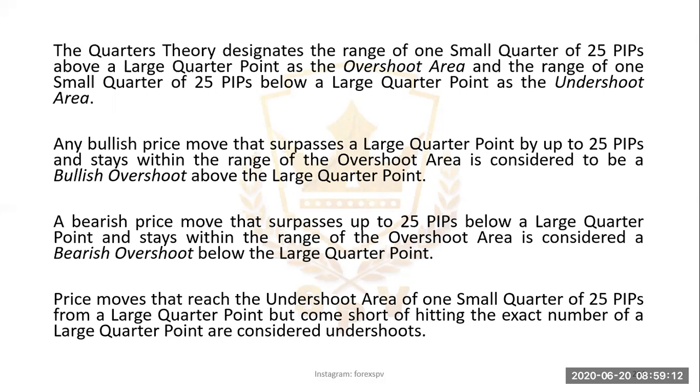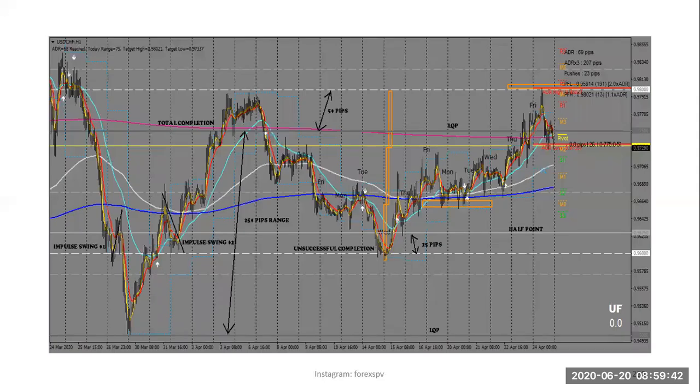And in a bullish price movement, you see that price did break above the large quarter point up to 25 pips and stay there. We call it a bullish overshoot. And in a bearish price movement, when price surpasses up to 25 pips below a large quarter point and stays within the range of the overshoot area, it is considered a bearish overshoot. So here we had a large quarter point, and this move here is an overshoot area.